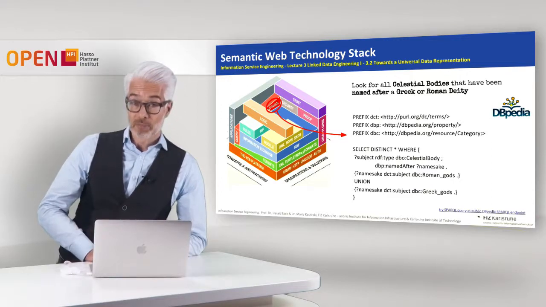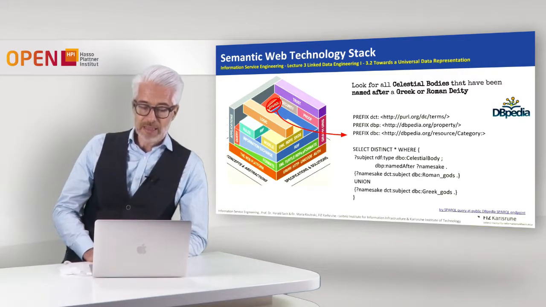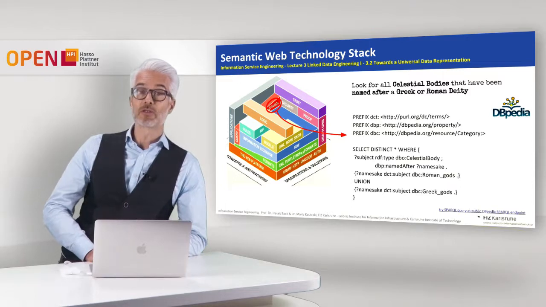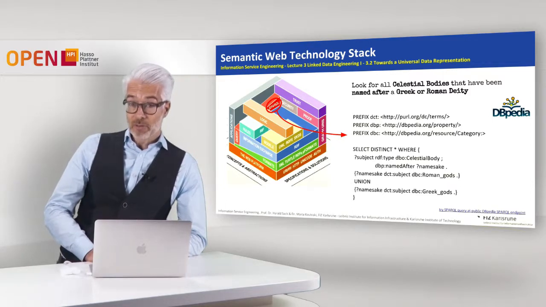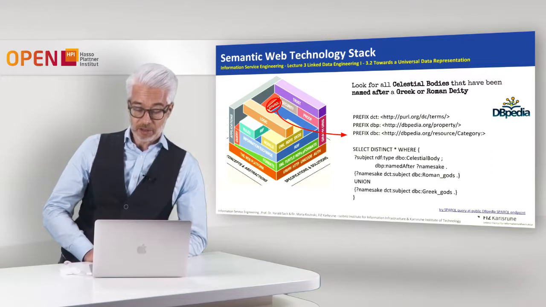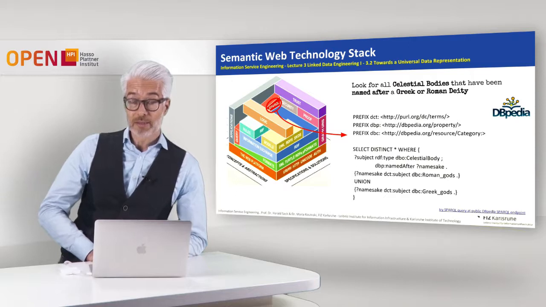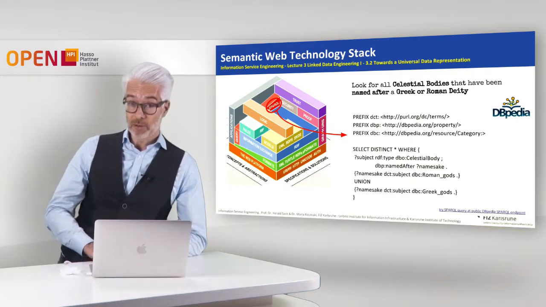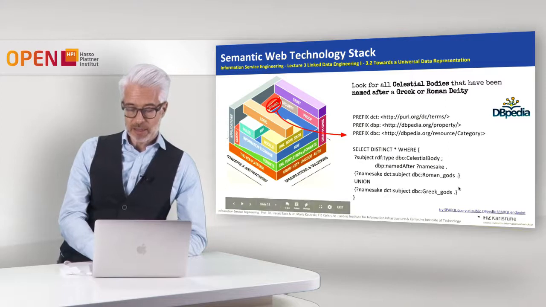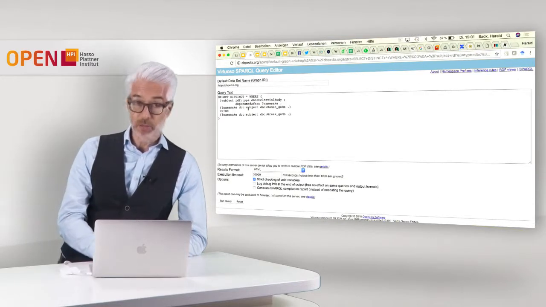You see here an example of a SPARQL query, and the query here is looking for all celestial bodies that have been named after a Roman or Greek deity. And this information is taken from a knowledge base, which is the DBpedia. We will hear much more about the DBpedia later. And you will always see when we do SPARQL queries like that, I will also present the link to the SPARQL endpoint where this query exactly can be carried out. So if I click on that link, and I will do this here, we will come to the SPARQL endpoint, and you see here exactly our query.